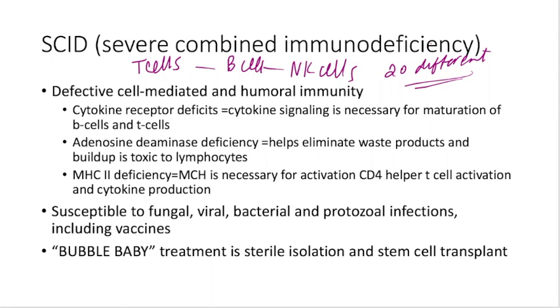We also have cytokine receptor deficits. So we have decreases in cytokine signaling, which is necessary for the maturation of the B cells and the T cells. We would have MHC class 2 deficiency, and that's necessary for the activation of CD4 helper T cells and also cytokine production. So they will be highly susceptible to all processes such as fungal, viral, bacterial, and protozoal infections. They cannot get vaccines. For the bubble baby, the treatment is that they have to be sterile and isolated, and then potentially a stem cell transplant would help them.